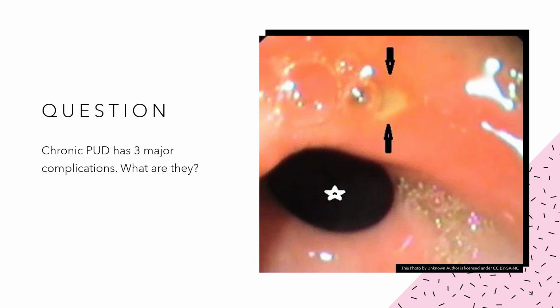Okay, chronic PUD has three major complications, and what are they? So it has several different complications. Some of the major complications we would look at are hemorrhage, perforation, and gastric outlet obstruction. Perforation is the most lethal complication.